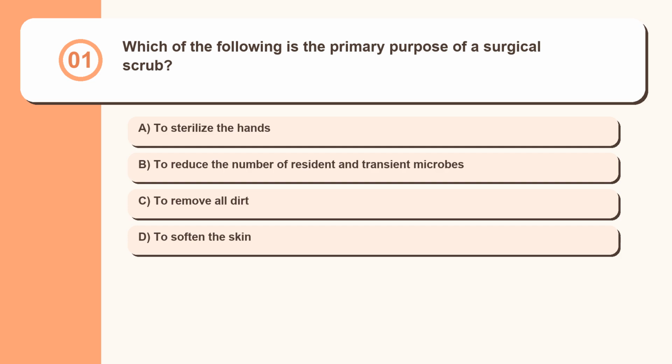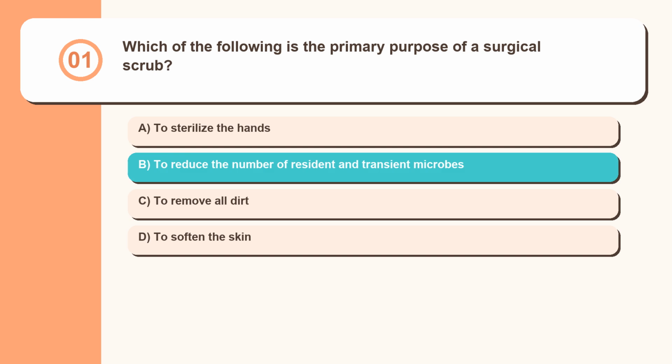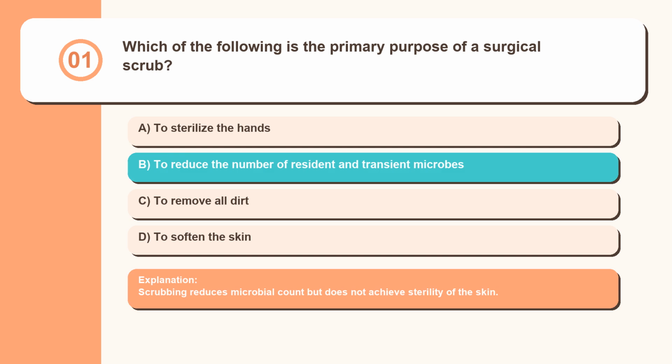Question 1. Which of the following is the primary purpose of a surgical scrub? To sterilize the hands. To reduce the number of resident and transient microbes. To remove all dirt. To soften the skin. Scrubbing reduces microbial count but does not achieve sterility of the skin.